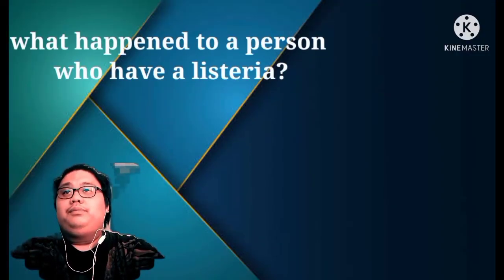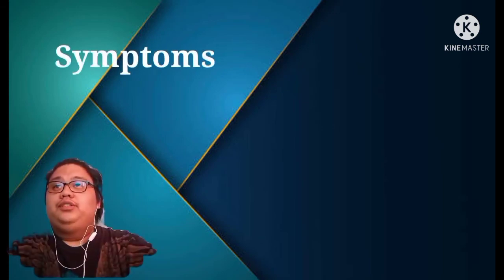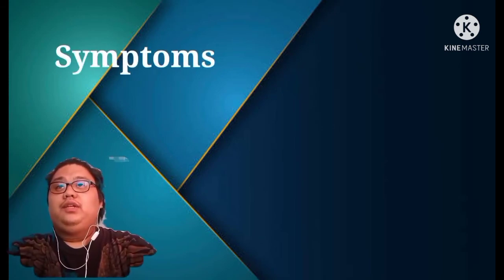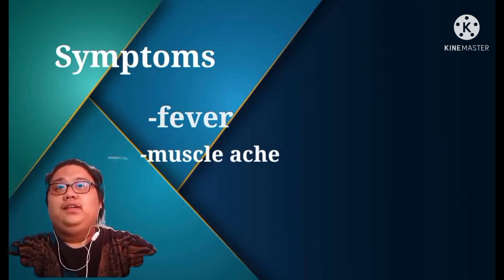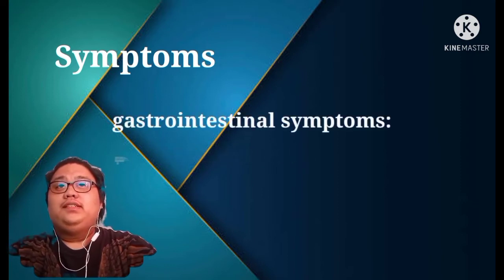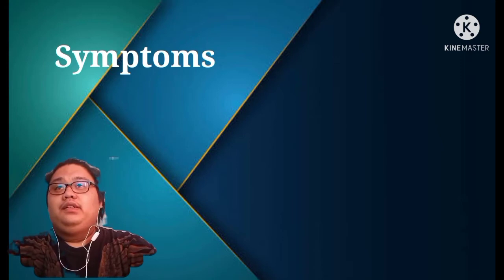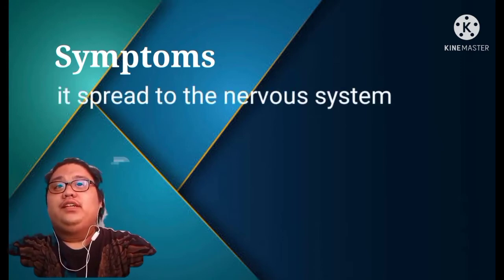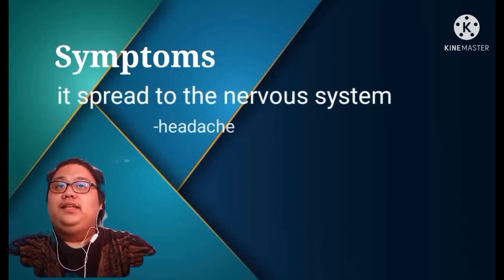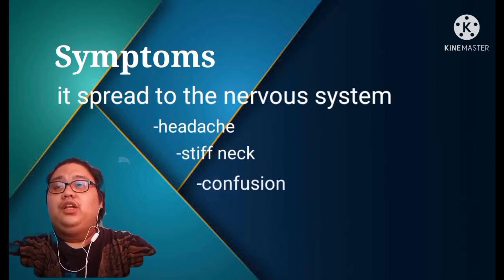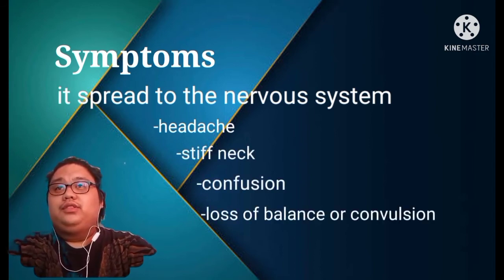What happens to a person who has listeria? A person with listeriosis will have a fever, muscle aches, and sometimes gastrointestinal symptoms such as nausea or diarrhea. If the infection spreads to the nervous system, symptoms such as headache, stiff neck, confusion, loss of balance, or convulsions can occur.